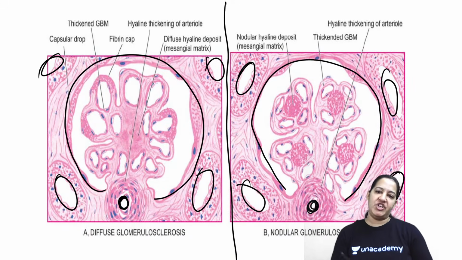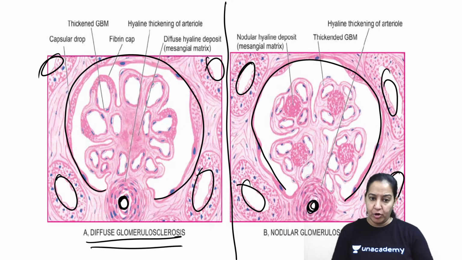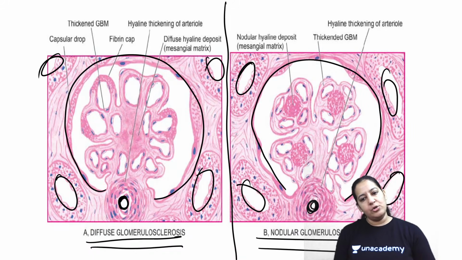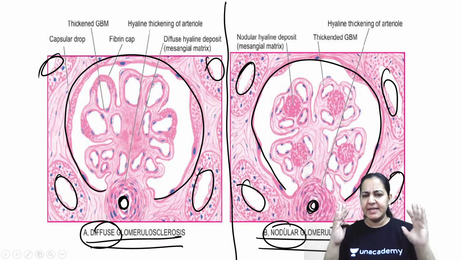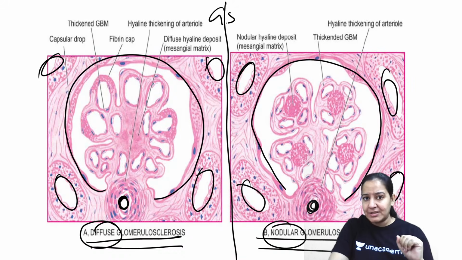So let me tell you the changes in each of them. This one is diffuse glomerulosclerosis. This one is nodular glomerulosclerosis. Diffuse and nodular. These are the two types of glomerulosclerosis.